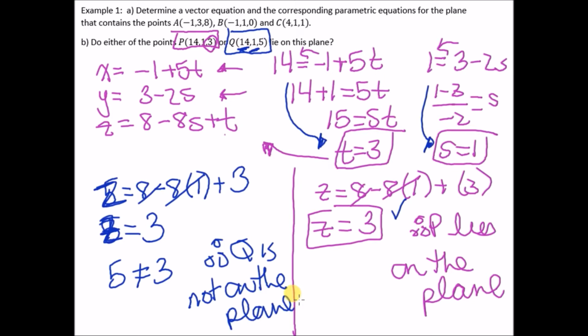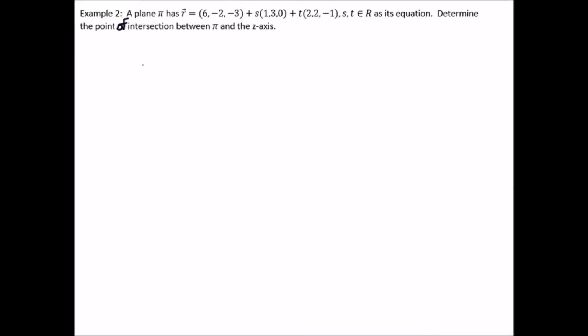And that's how we find an equation of a plane when we're given 3 points. Example 2. A plane pi has the vector equation here, where s and t, the parameters, are elements of the real number system. So this is the equation of our plane. Determine the point of intersection between pi, the plane, and the z-axis.